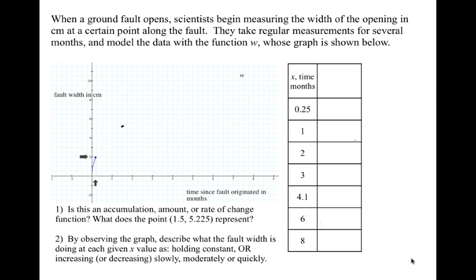Okay, so how about the first one together? At 0.25 months, at the moment 0.25 months, what is the fault width doing? What would you say? Is it holding constant, increasing, or decreasing? Hopefully we all see that it's increasing. And then how is it increasing? Slowly, moderately, or quickly? What should you look at in this animation to answer that question? No, there's something better in this animation to see better than the steepness.